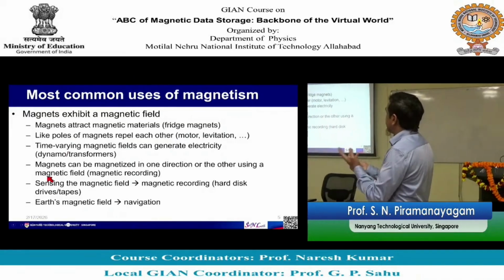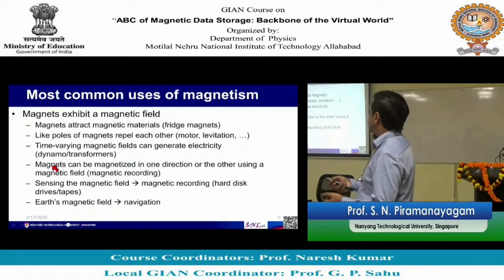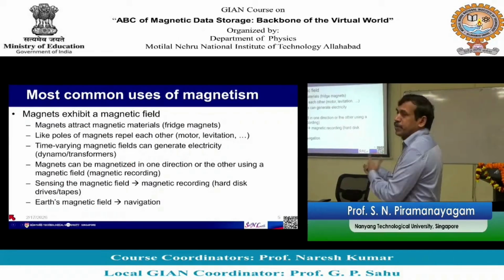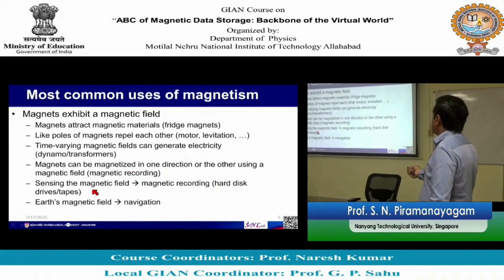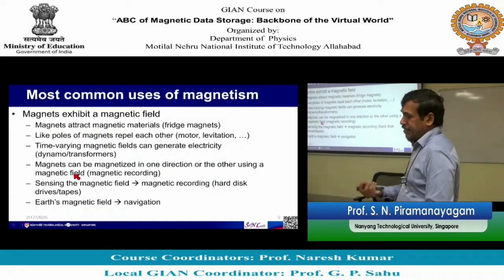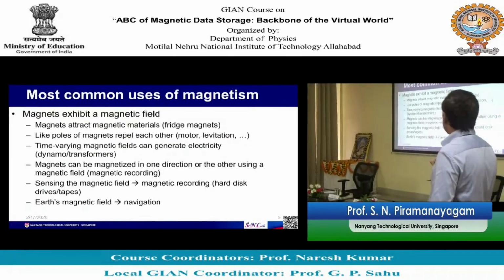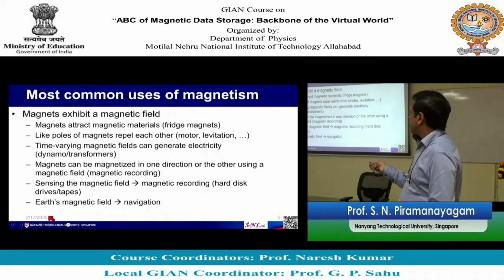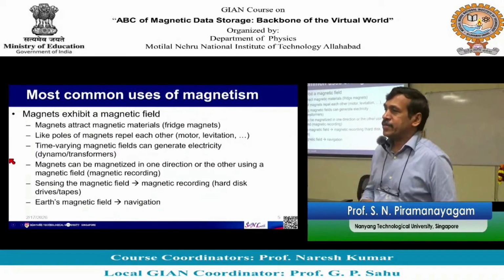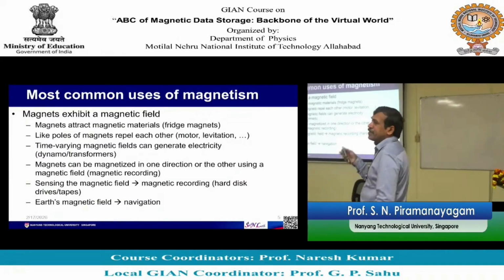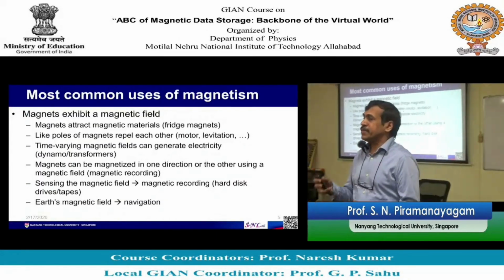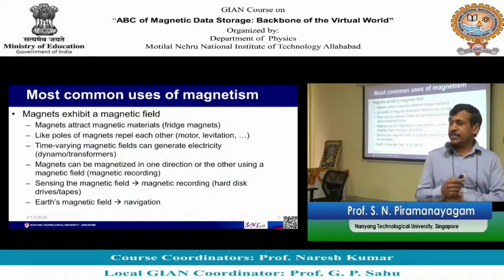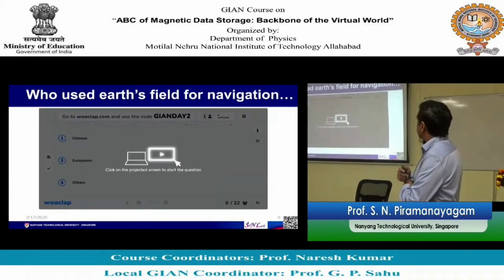And you can magnetize magnets with the north pole in one direction or south pole in another direction, and you can use this property for magnetic recording, and you can sense the magnetic field. So whether north pole is up or south pole is up, you can call them 1 or 0. This property is also used in magnetic recording. And you also know that we can use the Earth's magnetic field for navigation. So there are many common uses of magnetism, and all these are connected to the magnetic field exhibited by magnets. So this brings us to the first question.